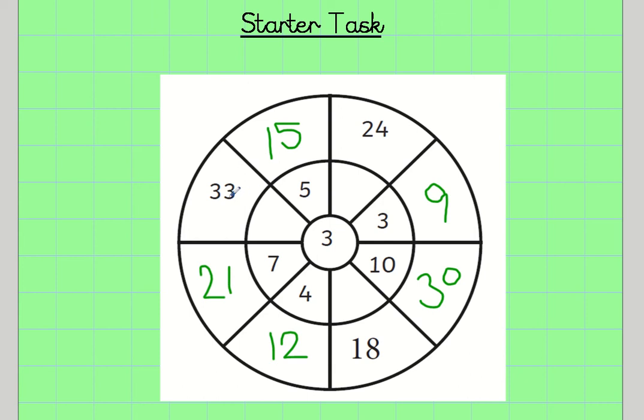So what do you times by 3 to make 33? Or you could think of it as 33 divided by 3 equals what? And the answer would be 11. And then here, what do I times by 3 to make 24? Or 24 divided by 3 is, and we'll have got 8. And for the final one, what do I times by 3 to make 18? Or 18 divided by 3 is what? And the answer is 6.